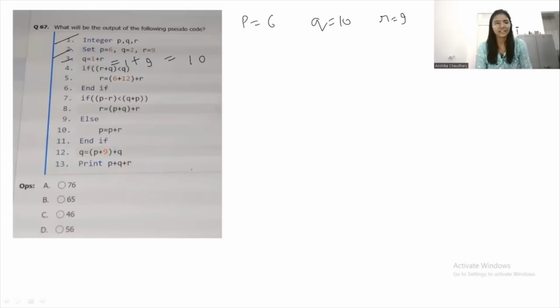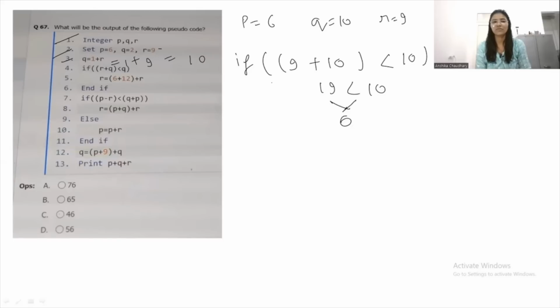Alright. Now at line number 4, we are checking for a condition, right? If r plus q is less than q. What was the last value of r? R was 9, q is 10. So 19 is less than 10? This value will become 0 and the condition will become false, and we will come out of the if part, right?